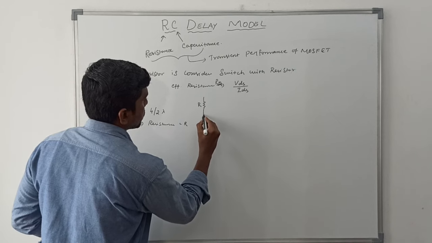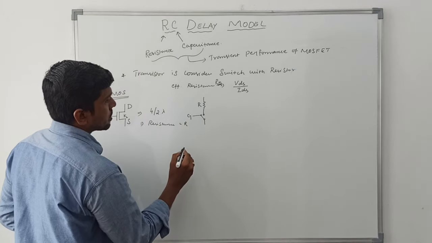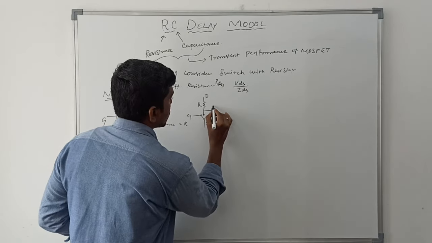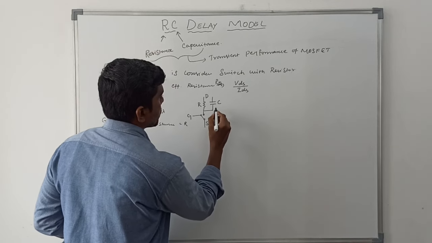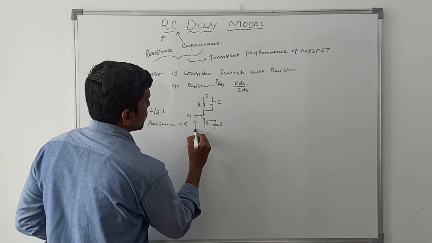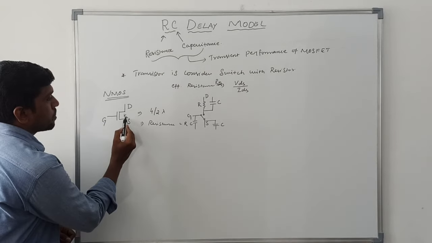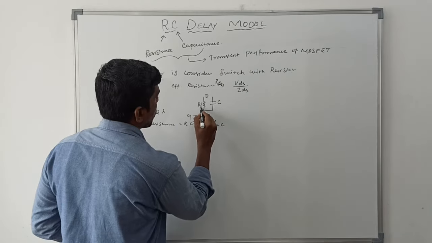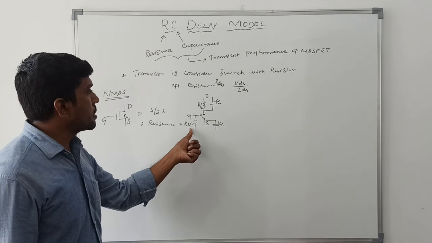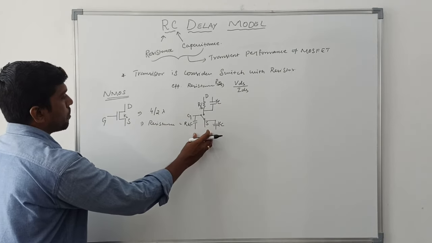Here the transistor acts as a switch. This terminal is called the gate, this terminal is called the drain, and this one is called the source. This capacitance is the drain capacitance, this one is the source capacitance, and this one is the gate capacitance C. The distance between the drain and source is K. So I represent R by K, and the capacitances KC, KC and KC. This KC is the gate capacitance, this one is the source capacitance, and this one is the drain capacitance. So it's a simple RC delay model for this NMOS circuit.